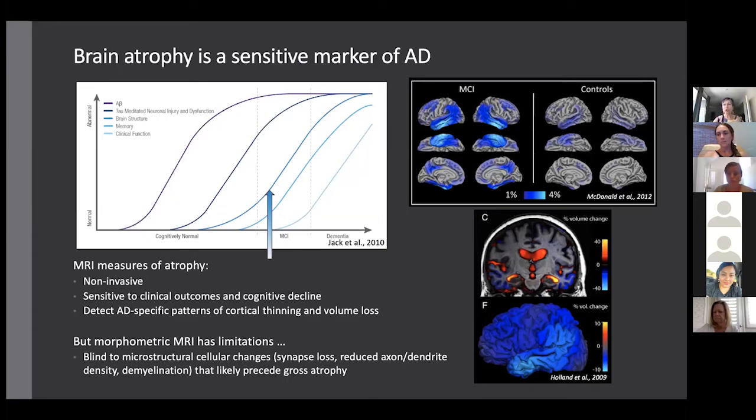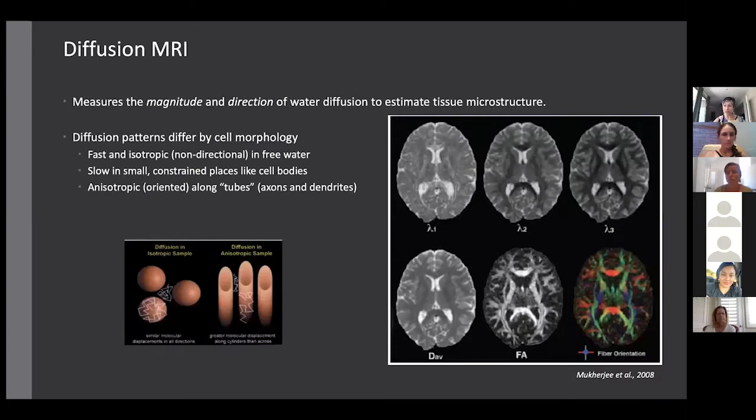For example, smaller scale changes at the cellular level in the brain in the early stages of Alzheimer's disease include things like synapse loss, reduced axonal density, loss of dendritic branching, demyelination, and cell shrinkage, and standard structural MRI can't detect those changes. So that's where diffusion MRI comes in.